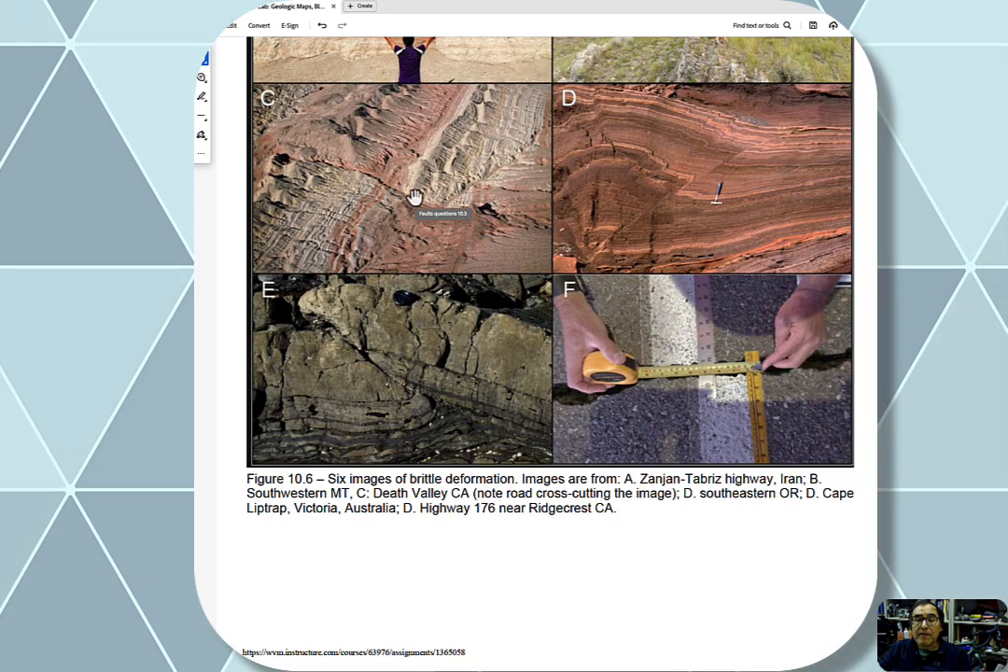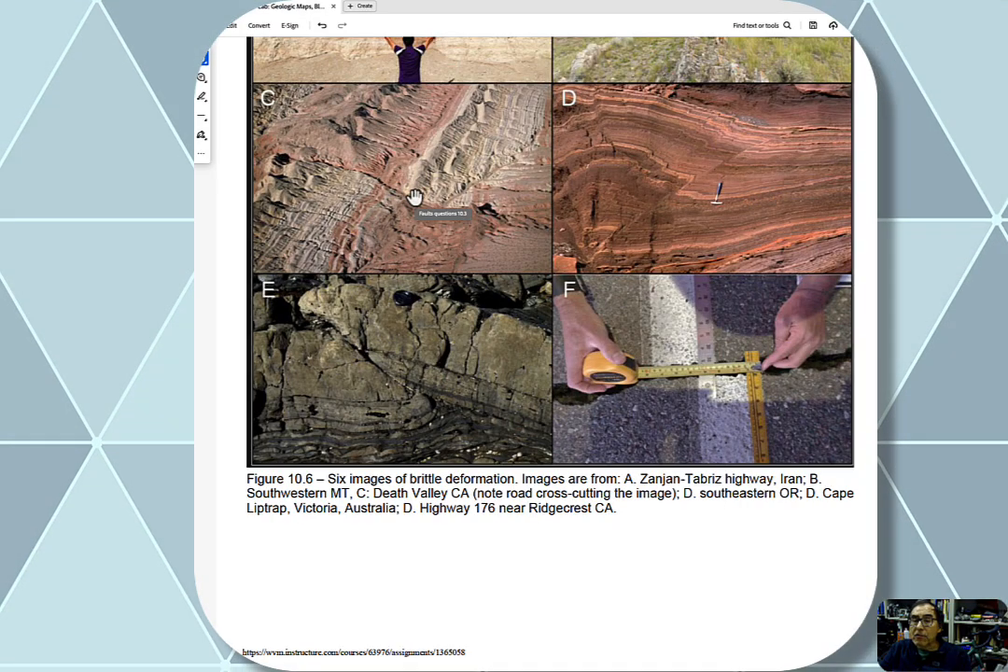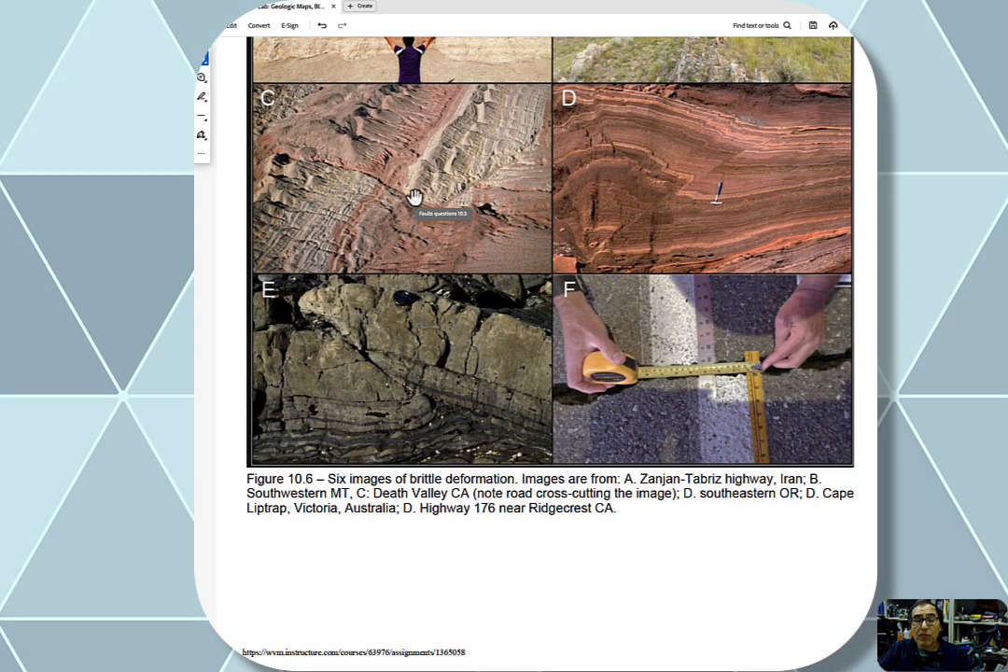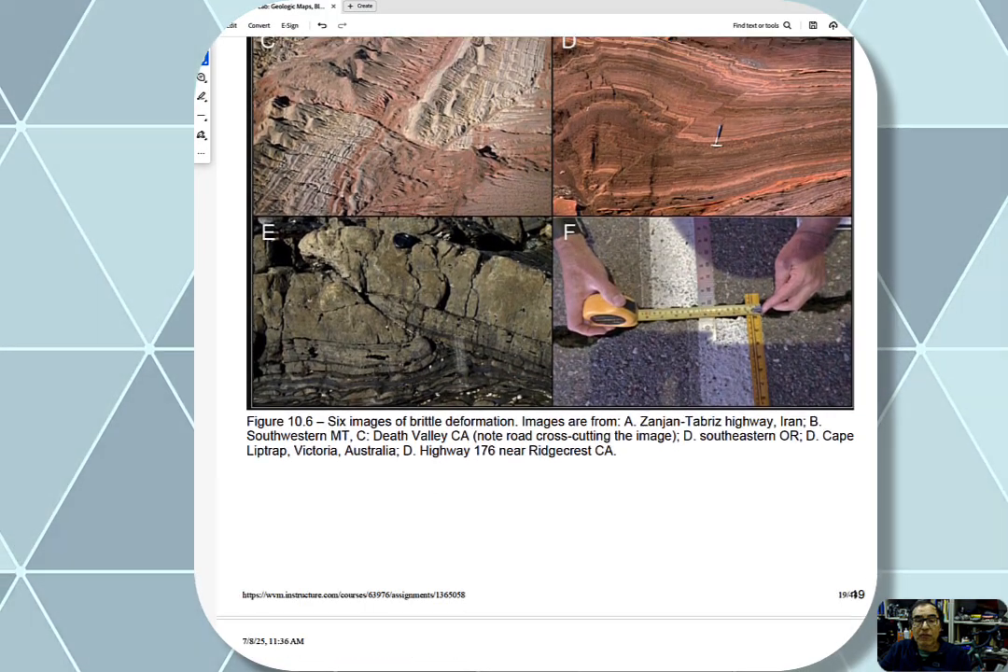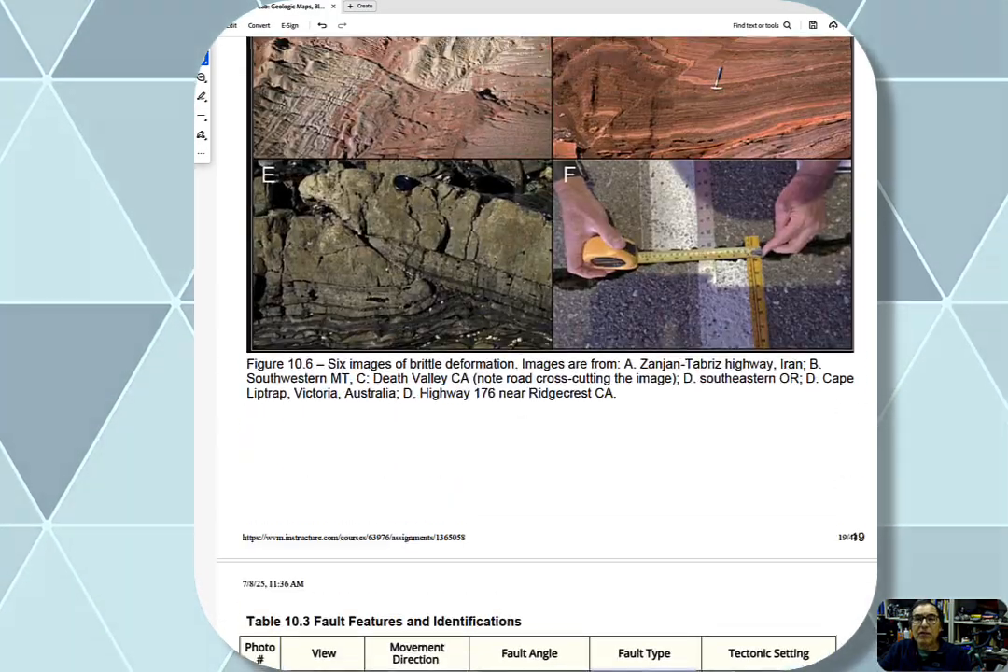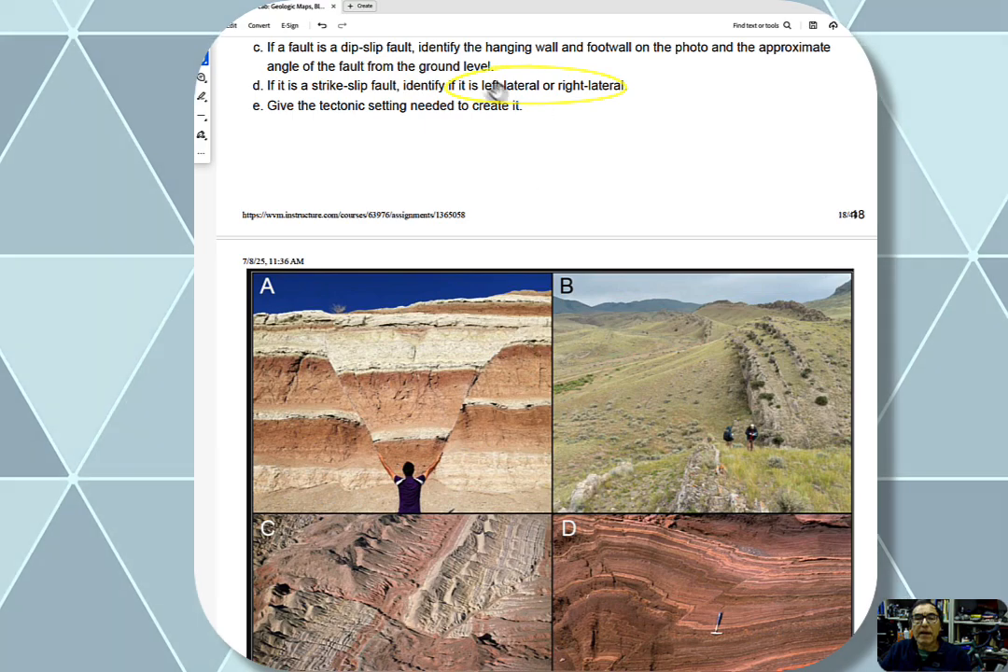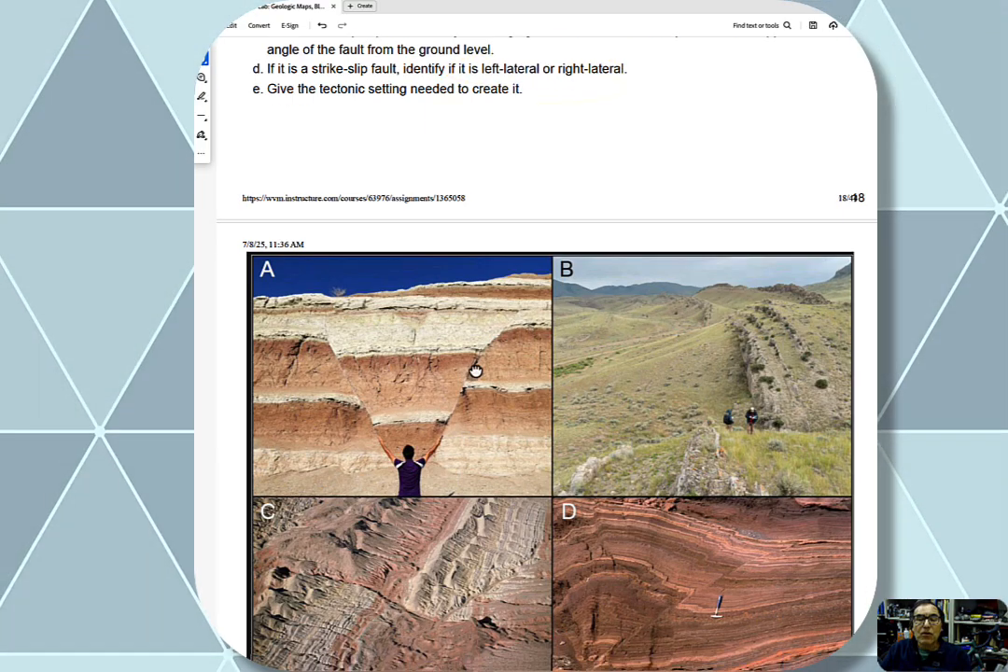And if it is a strike slip fault, is it right lateral or left lateral? That's another important thing to determine. Right lateral versus left lateral. And I think it mentions that over here, right or left lateral. So make sure you can answer those questions.